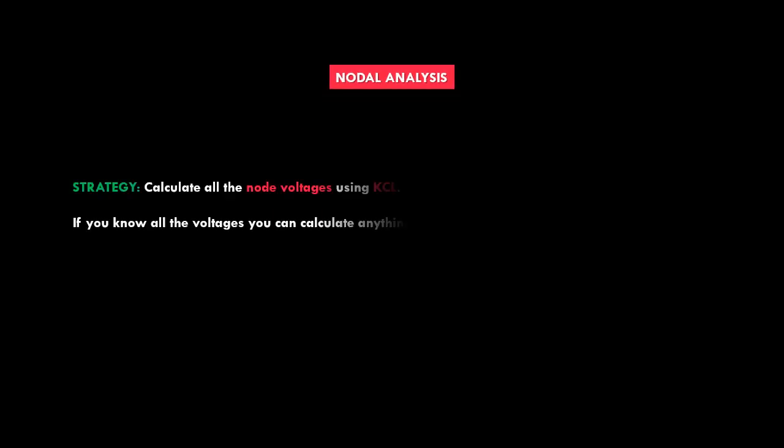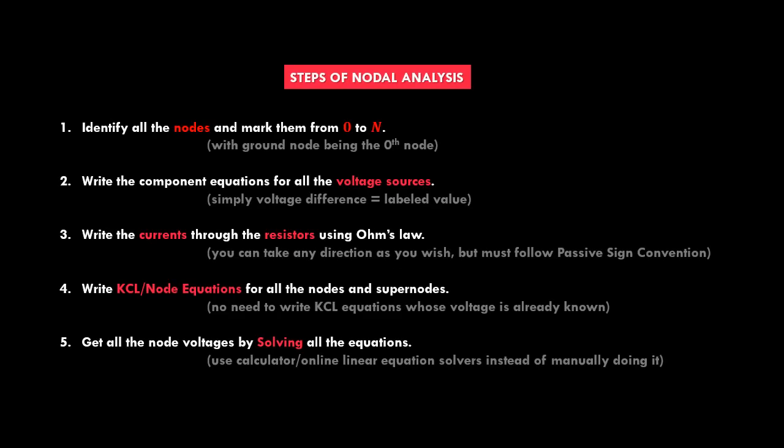Well, if we want to know anything about a circuit, we need to know all the voltages and currents. In fact, if you just know all the node voltages, you can compute the currents as well. So all you got to do is figure out the node voltages using KCL equations. And from there on, you can calculate anything else that is asked for. That's the strategy.